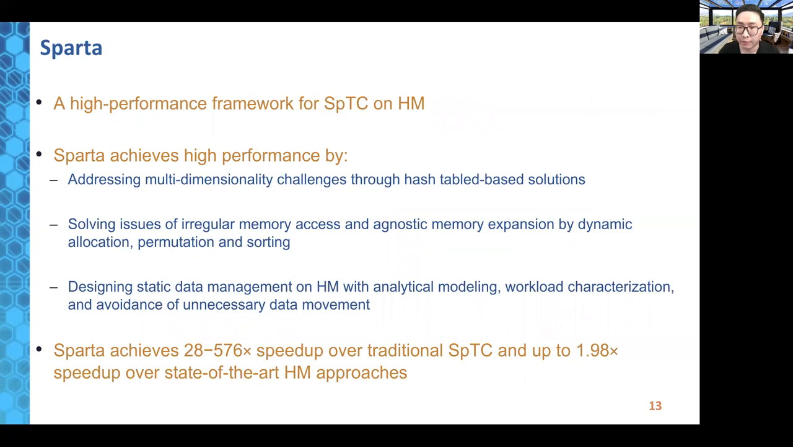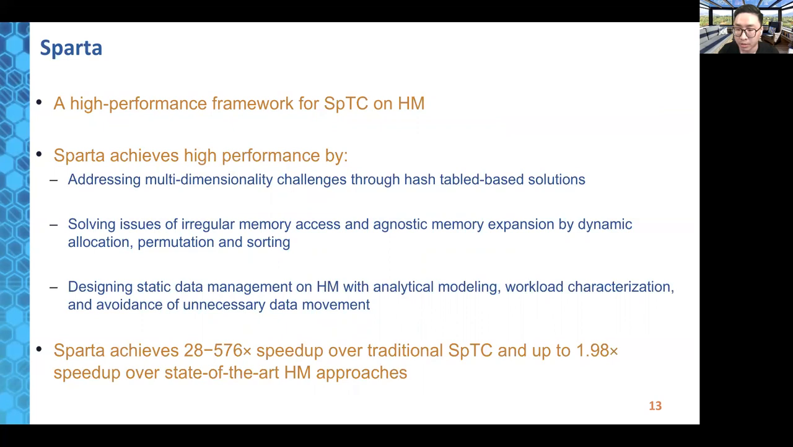To address the above challenges, we built Sparta. Sparta is a high-performance framework for sparse tensor contraction on heterogeneous memory. Sparta addresses multidimensional search challenges by hash table-based solutions. It also addresses the irregular memory access issues by dynamic allocation, permutation, and sorting, combined with efficient static data management solutions.